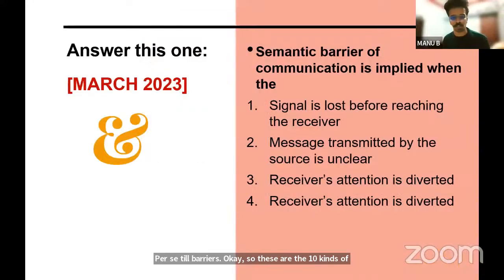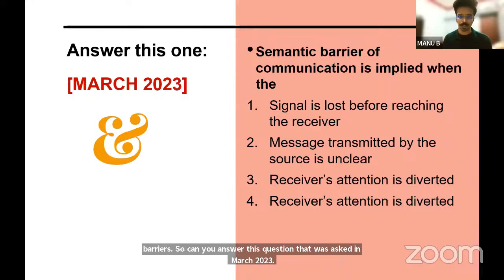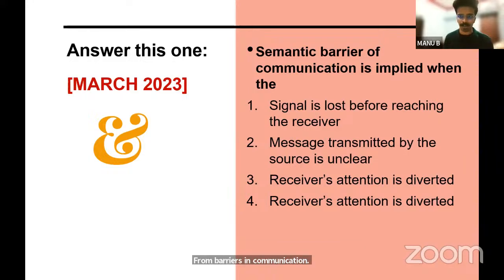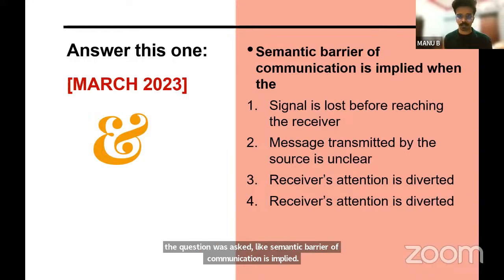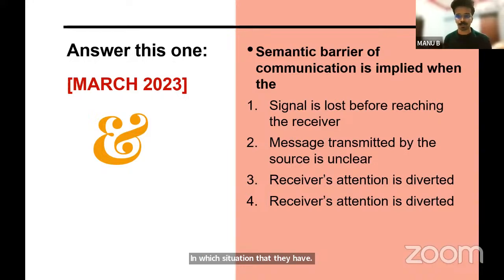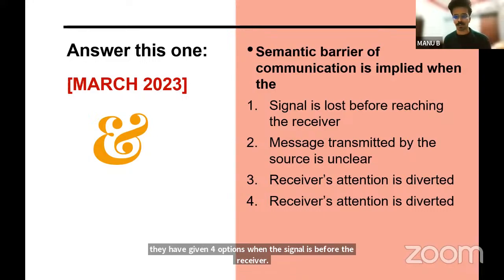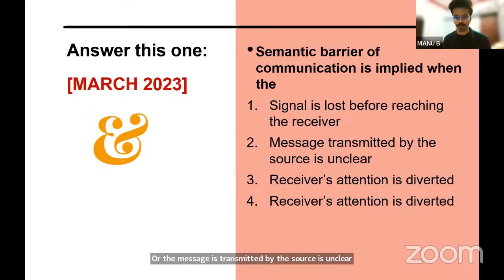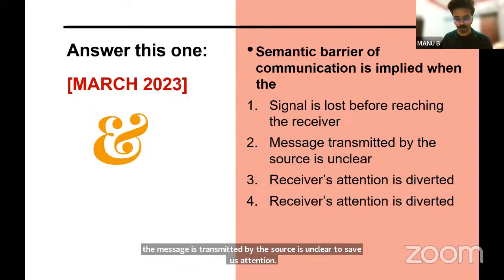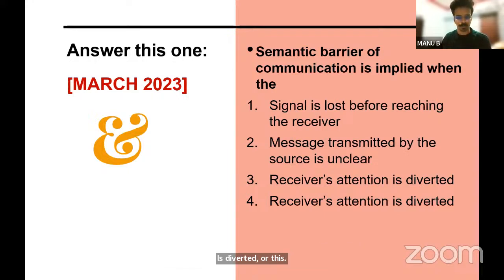So can you answer this question that was asked in March 2023 on barriers in communication? The question was: semantic barrier of communication is implied when, in which situation. They have given four options: when the signal is lost before reaching the receiver, or the message transmitted by the source is unclear, receiver's attention is diverted, or, oh, I think one option is repeated.